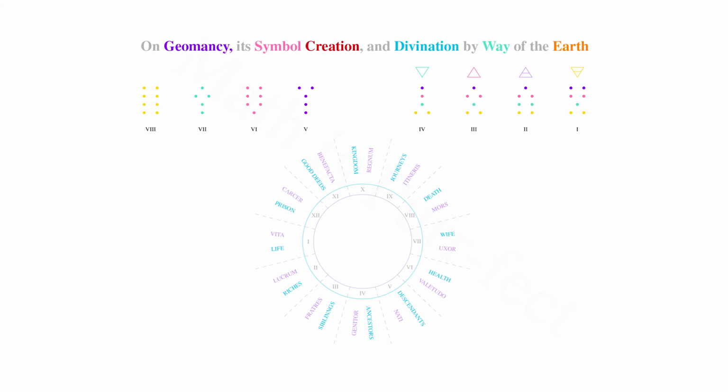The means by which we populate the chart is to assign the first mother, Albus, white, to the ascendant, indicative of the life of the query.